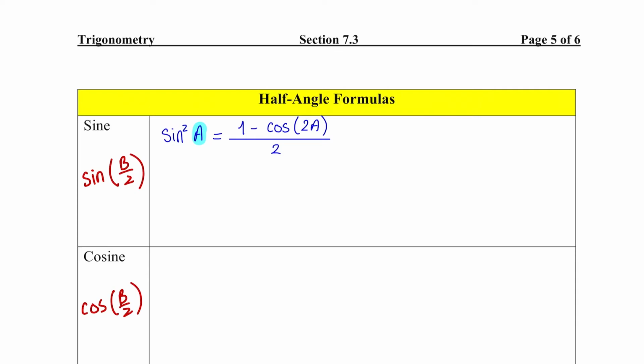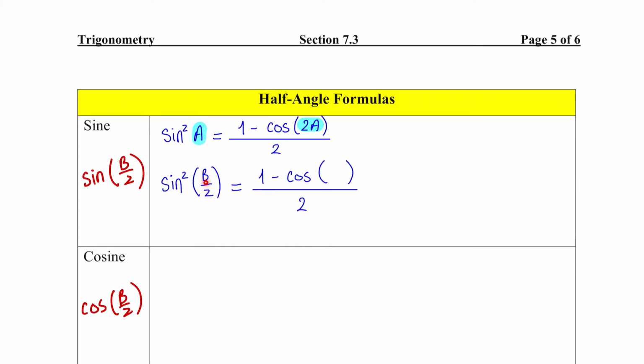So look at the relationship of these two angles. This is a and this is 2a. This is always double this. So if this is 2, this is 4. If this is 5, this is 10. If this is 20, this is 40. So imagine now if I replace this a with b over 2, I will have sine squared of b over 2 equals 1 minus cosine of something over 2.